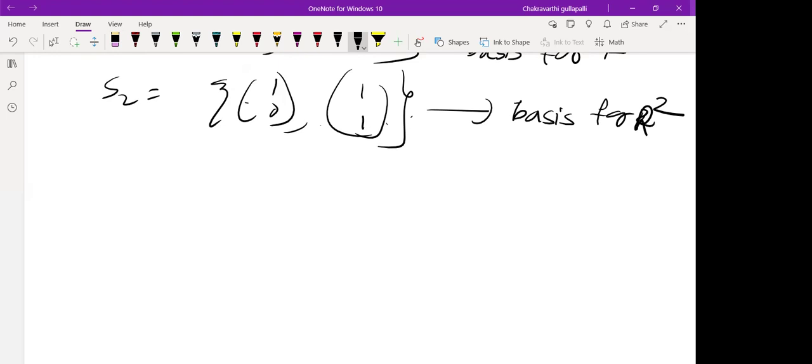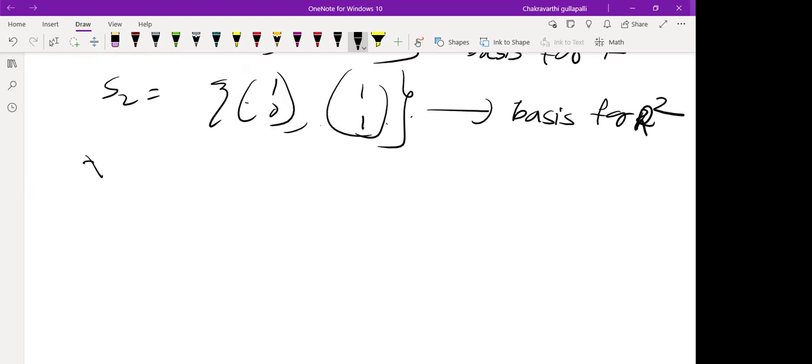We know the dimension of R2 is fixed at 2, because the standard basis contains only 2 vectors and any 2 bases should contain the same number of vectors. Therefore, I cannot have 3 vectors in the basis. Dimension is 2, so maximum only 2 vectors I can have. So this has led to an application of the extension theorem.